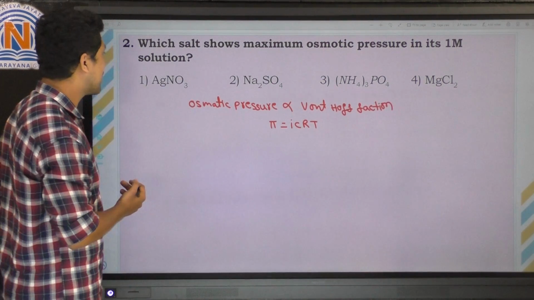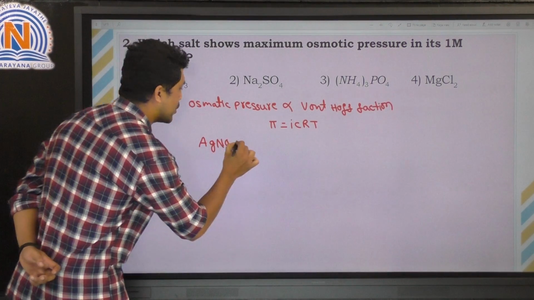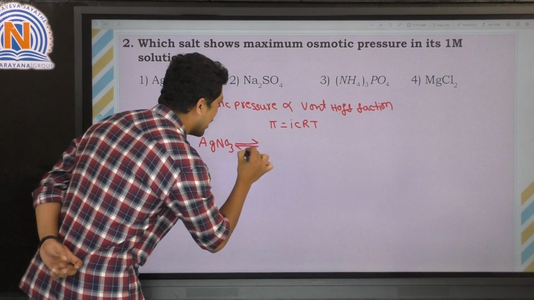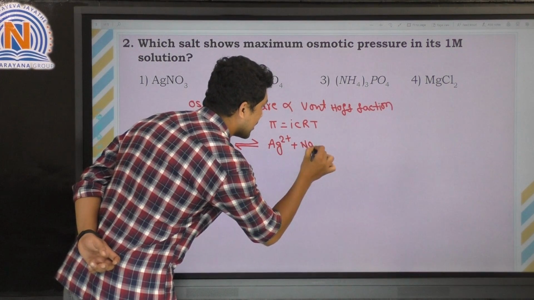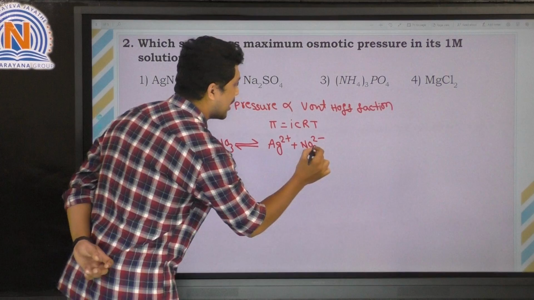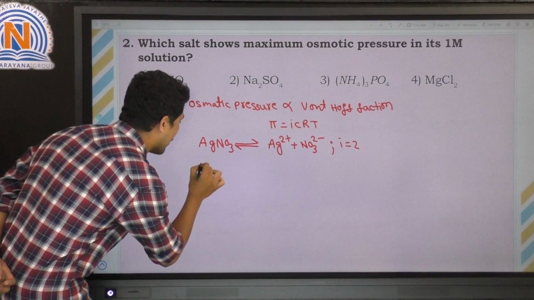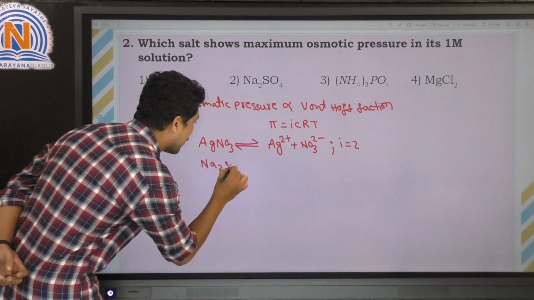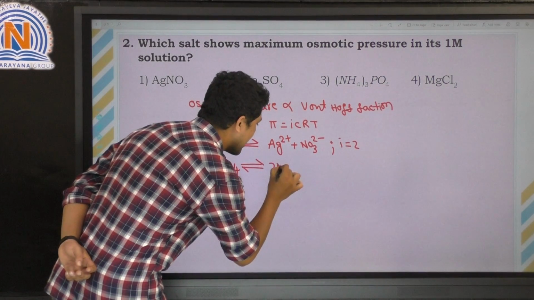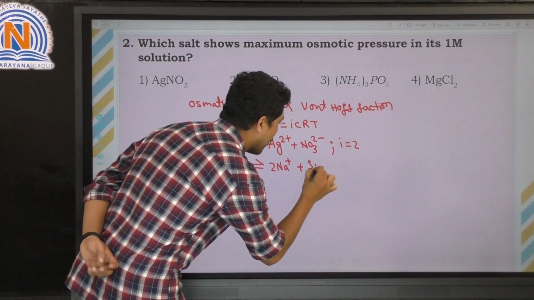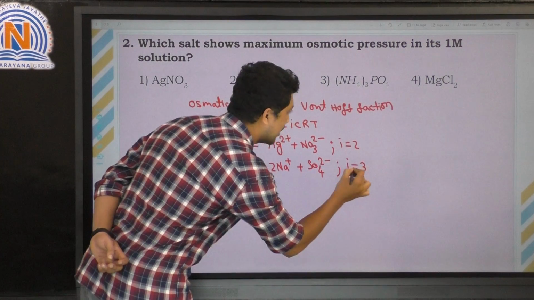Let's see how many particles are there. For example, AgNO3. The AgNO3 can be dissociated into Ag plus and NO3 minus. So the van't Hoff factor for AgNO3, I equals 2. Next, Na2SO4: 2Na plus and SO4 2 minus. The van't Hoff factor for Na2SO4 is 3.